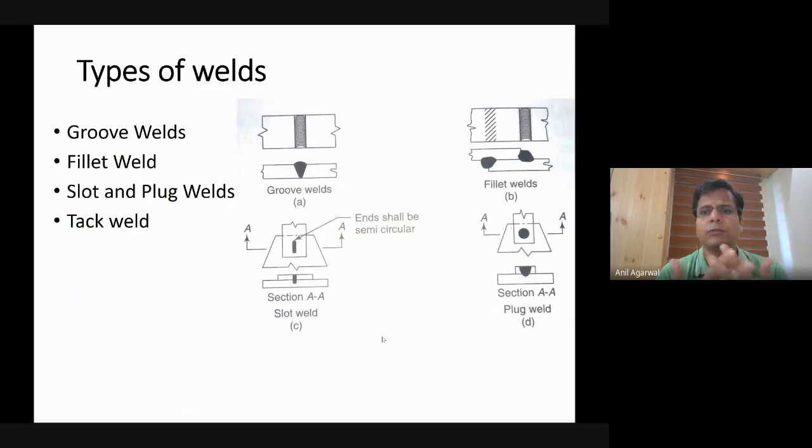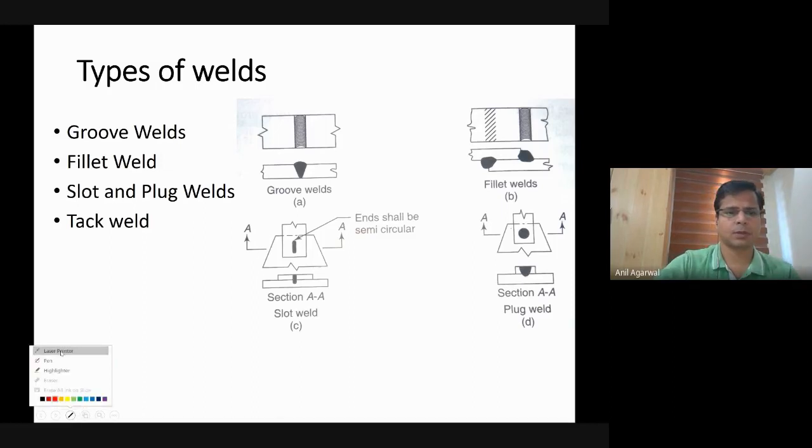All right, moving forward to how to apply these welds in structural applications. There are two primary types of welds: groove weld and fillet weld. And then there are some variations of these which can be classified as separate types of welds. A groove weld is basically, as the picture shows here.